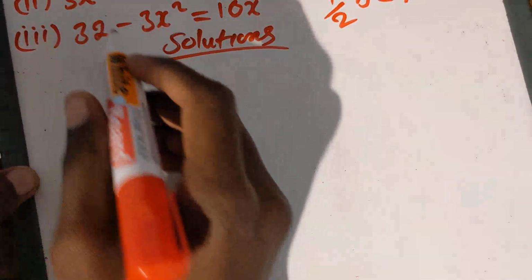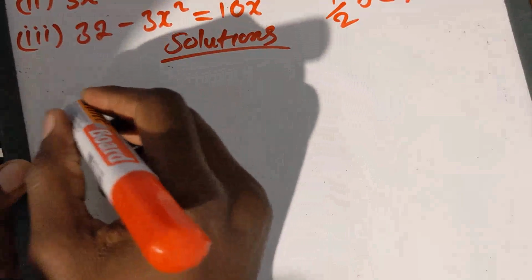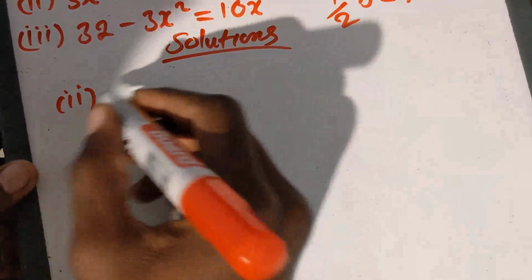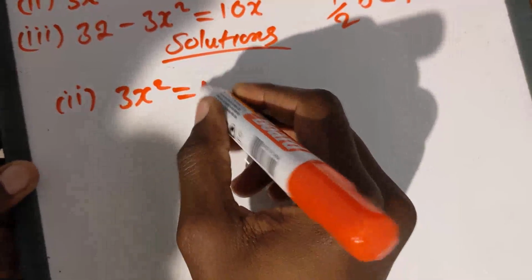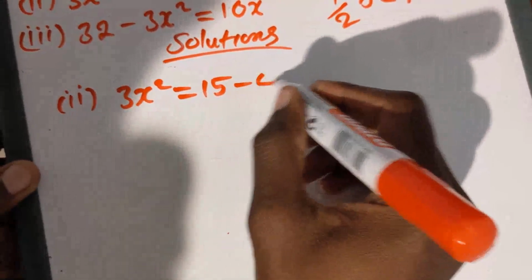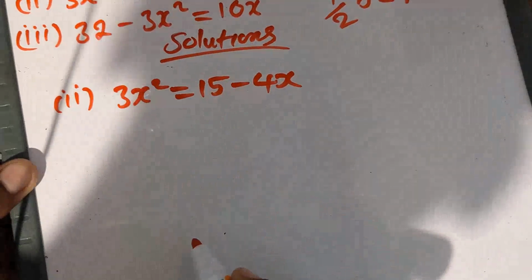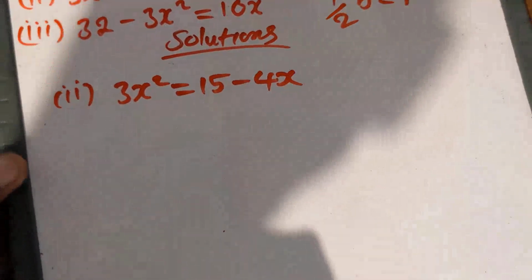All right. So the second question here, we have this. The second question is 3x squared is equal to 15 minus 4x, like that. So that is the second question.